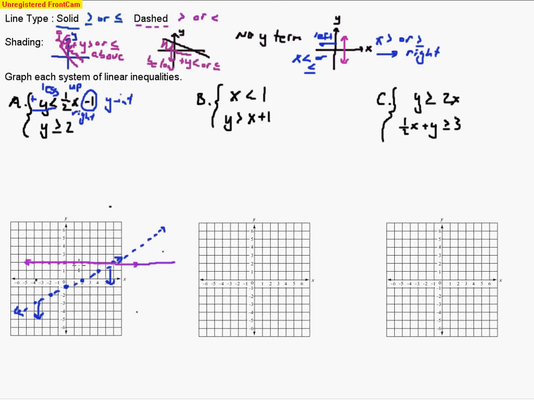Well, for the blue line, it has to be below, so it's not going to be this one. It's not going to be this one. So it's going to be one of these 2 regions. So again, I can shade below that blue line, so in this direction here.